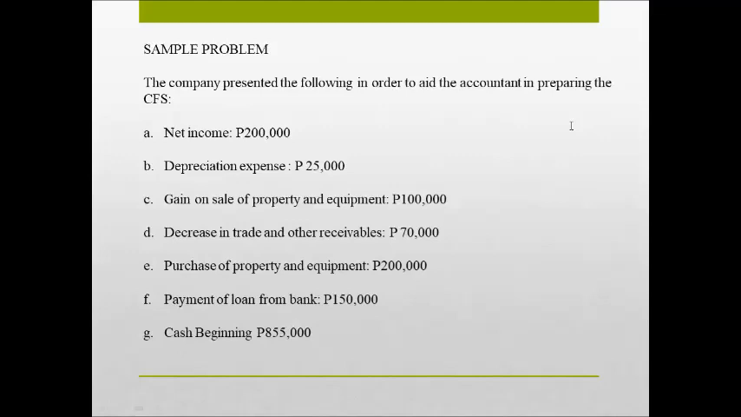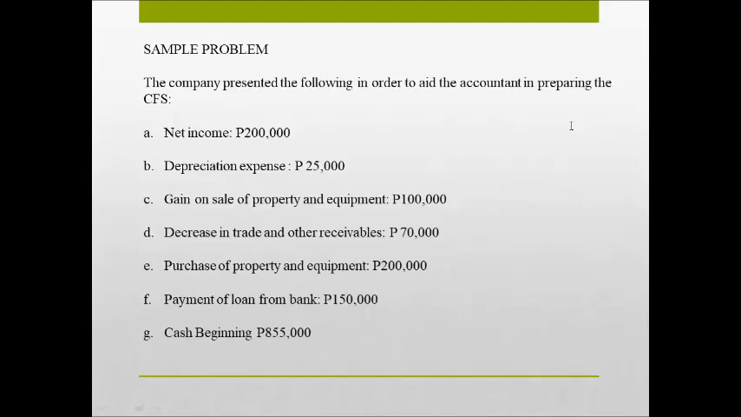So someone answered here, indirect. Why indirect, Zaira? Can you unmute? Because there is a depreciation expense. All right, very good. So, she's correct. Because if you will see the problem, guys, it has a depreciation expense.